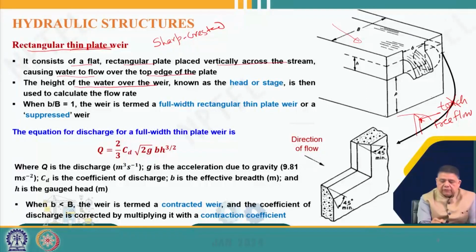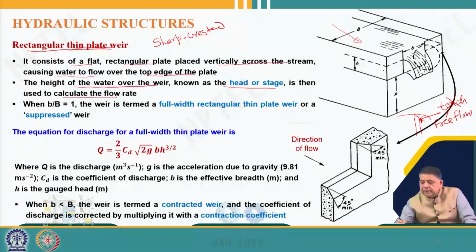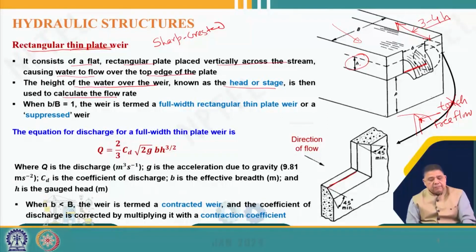The height of water over the weir, which is known as head or stage, is then used to calculate the flow rate. Here, as you can see, this is the weir crest, and the water level or stage above this is H, which is shown here. Typically, this H is measured at a distance of around 3 to 4 times H upstream from the weir, so we maintain a distance of 3 to 4 H, where H is measured.